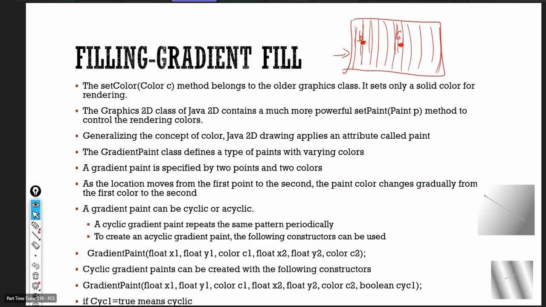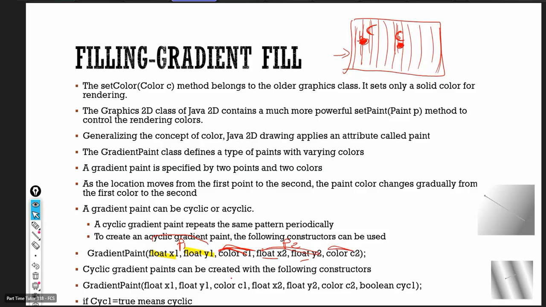So with the gradient paint, we write float x1, y1. These are the coordinates of the first point. So we have P1, which is the first point, and then we give the color of the first point. Then we give the second point, P2, with the x and y of the second point. So we give the first point xy, then the color 1, and then the second point xy, and then the color 2. And then we can apply this gradient paint.